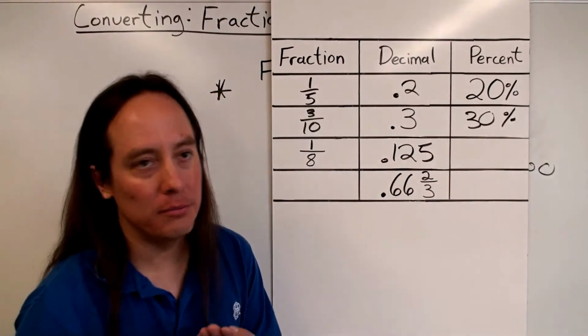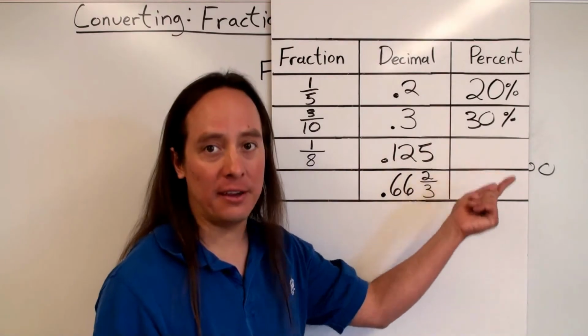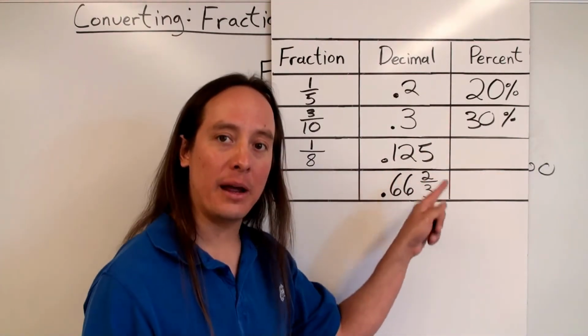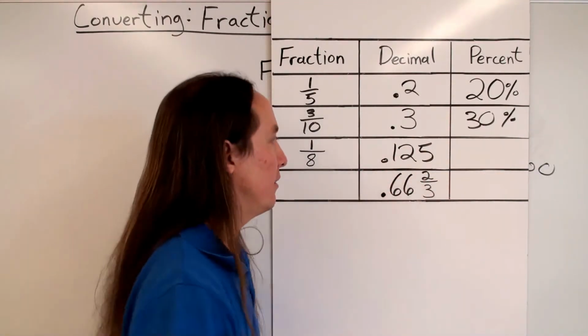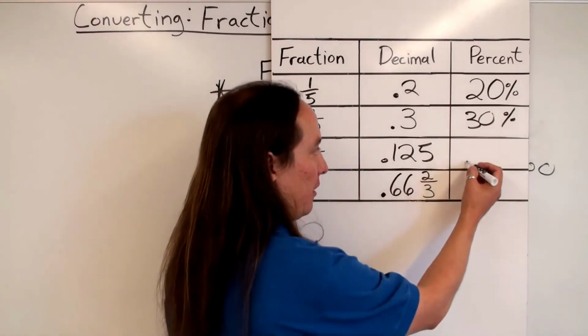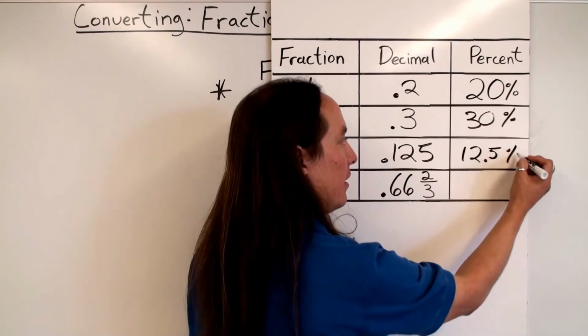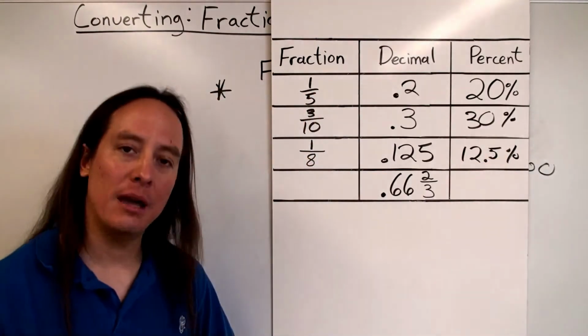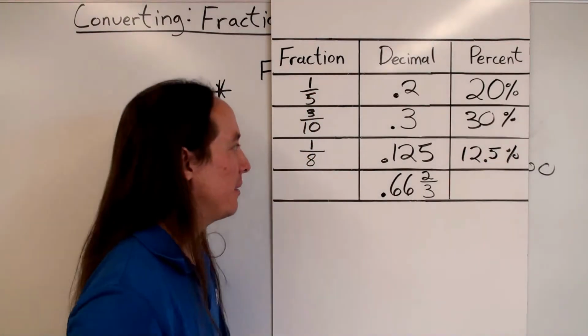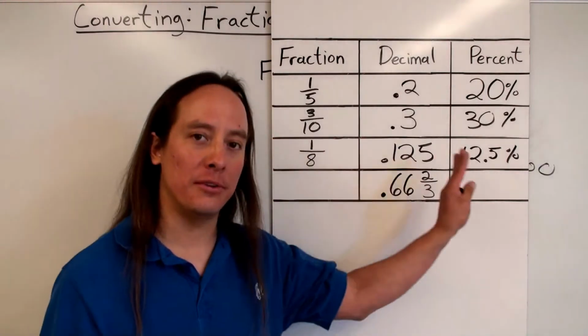And we already know that to convert the decimal to a percent is just moving the decimal 2 to the right, or multiplying by 100. So I'm not going to do it anywhere else. I'm just going to say it's going to be 12.5%. Okay. So we just move the decimal 2 to the right. That's pretty cool. So I don't think those ones are too difficult.